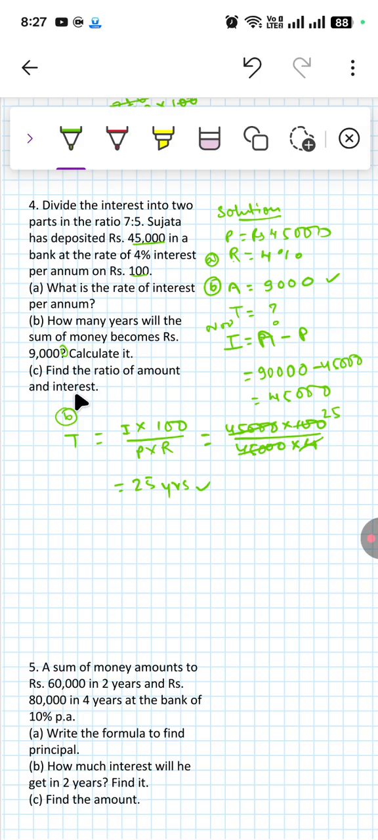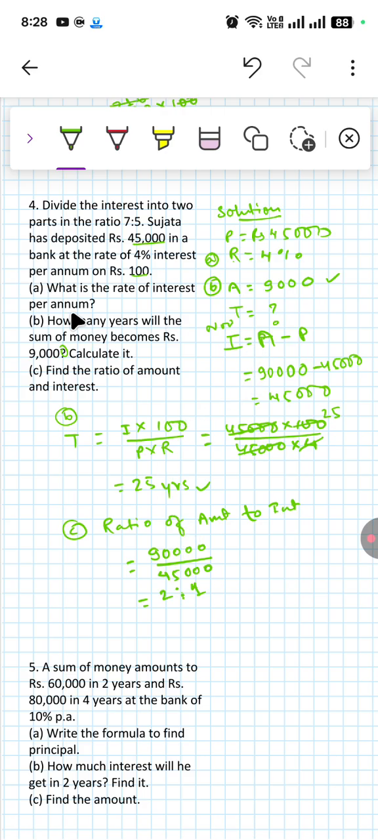Now find the ratio of the amount and the interest. So the ratio of amount and interest, question number C, we will find that. The ratio of amount to interest. So the amount I'll keep on the top. How much is the amount? 90,000. And how much is the interest? 45,000. So when we divide it, the ratio will come 2 is to 1.